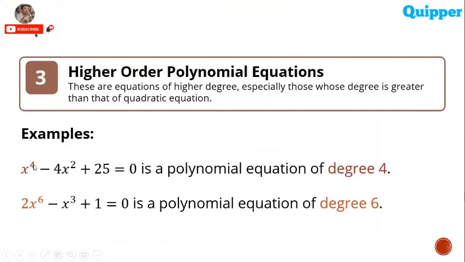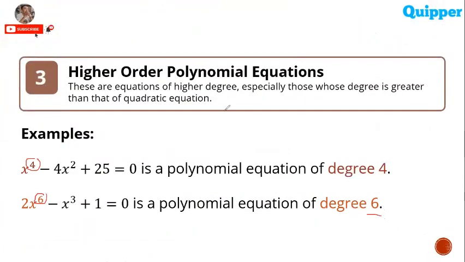Examples: x to the 4th power minus 4x squared plus 25 equals 0 is a polynomial equation of degree 4 because the highest degree is 4, or the highest exponent is 4. So that is degree 4. Second, 2x to the 6th power minus x cubed plus 1 equals 0 is a polynomial equation of degree 6. Looking at the highest exponent, that is 6.